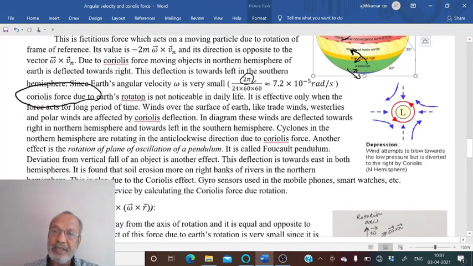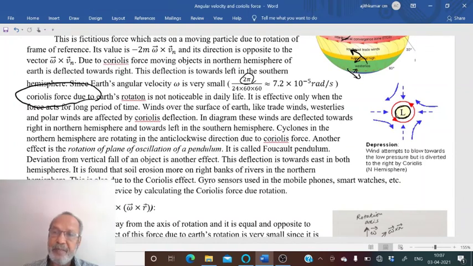And cyclones are anti-clockwise in the northern hemisphere. When a low pressure is created, then wind is rushing towards the low pressure region, but it is deflected towards the right side by the Coriolis force. Here also it is deflected towards the right side. So that when cyclone is formed, it is in the anti-clockwise direction in the northern hemisphere, and it is in the clockwise direction in the southern hemisphere.